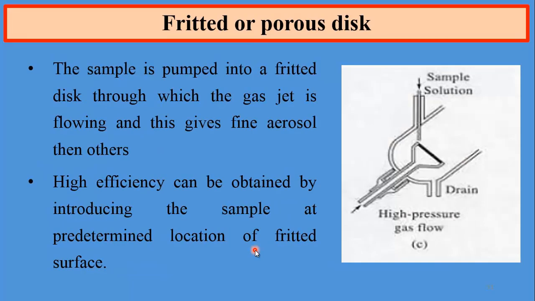Fritted or coarse disc. In this, from the top the sample solution falls on this fritted disc, and from this side we will inject the high pressure gas which flows and converts the sample into tiny droplets which will go into the atomizer, and those which are not converted into smaller size will be drained out. So this is the fritted or coarse disc. Coarse means they have some space.